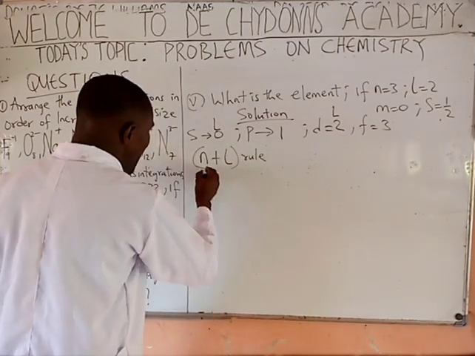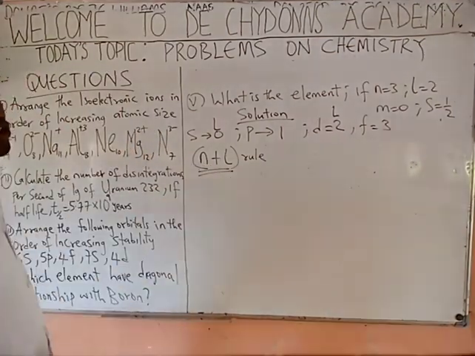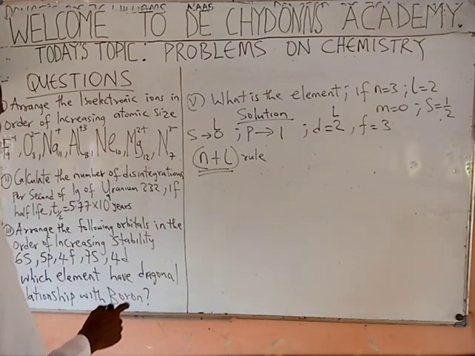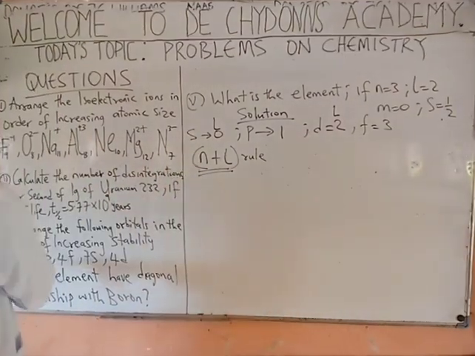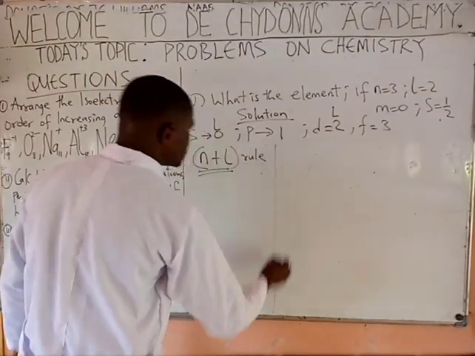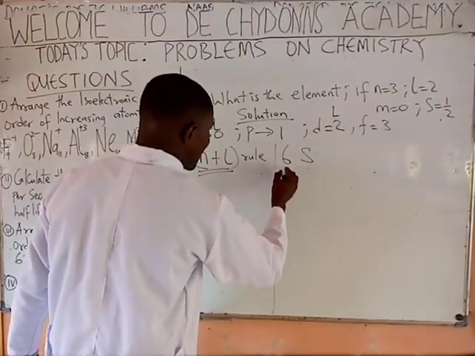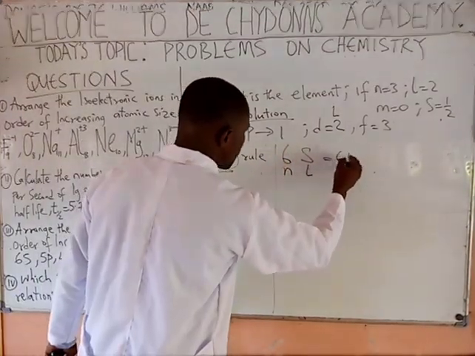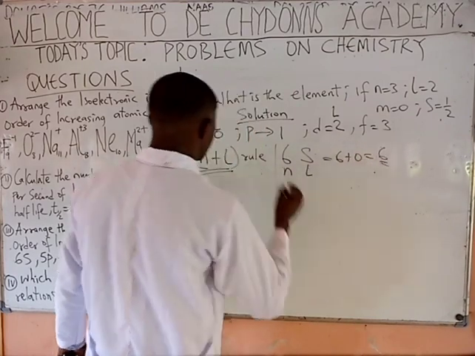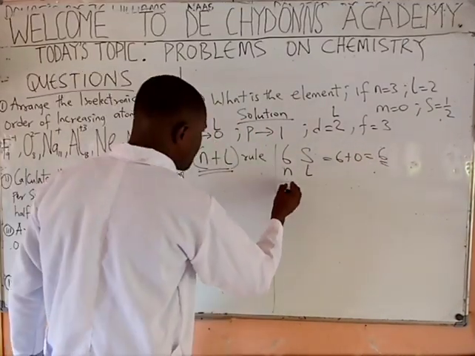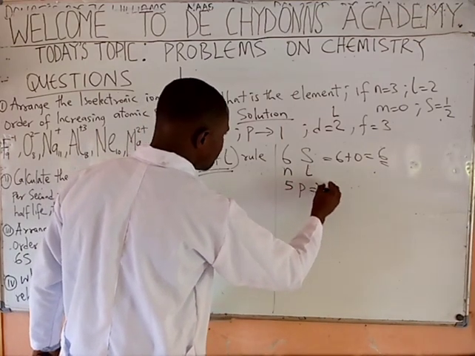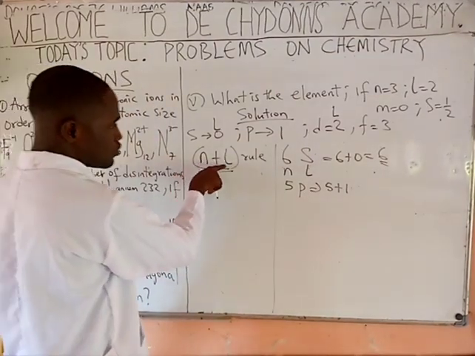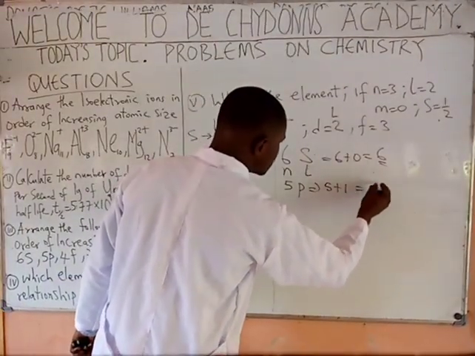Now, remembering the n plus l rule, this formula is used to get the energy of an orbital. Do you understand it? So what you now do is, let's get their energy. 6s means that your n is 6 and your l for s is 0. So 6 plus 0 is 6. Then for 5p, it means 5 plus 1, because your p is 1 from the n plus l rule. That will give you 6.